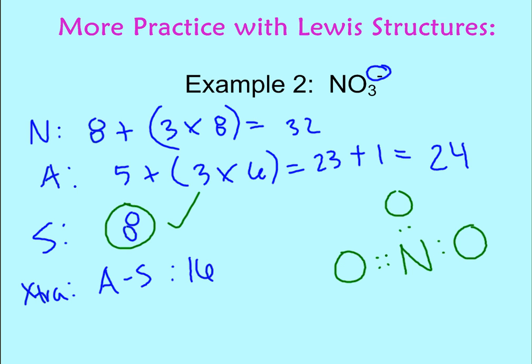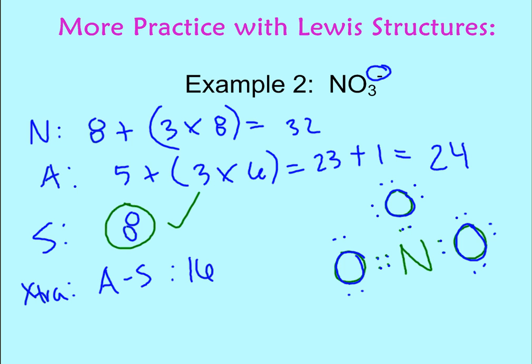Now remember, every atom only wants 8 valence electrons. So this oxygen right here already has 4. So that means I can only add 4 more. This oxygen has 2. So that means I can add 6 more. 1, 2, 3, 4, 5, 6. This oxygen has 2, so I can add 6 as well.